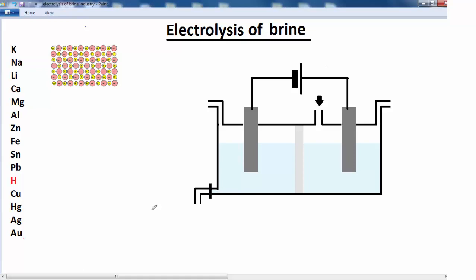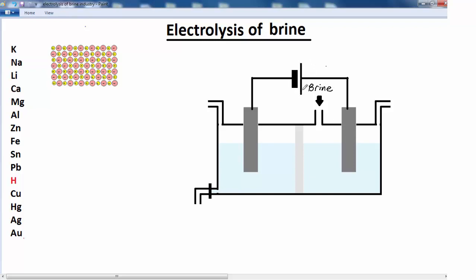In this lesson we're going to look at the industrial electrolysis of brine. Now brine is the old-fashioned word for salt water. That's sodium chloride that's been dissolved in water. The apparatus that's used is called a diaphragm cell, and we'll talk about that in a minute, but the brine goes directly into this cell here, the brine water.